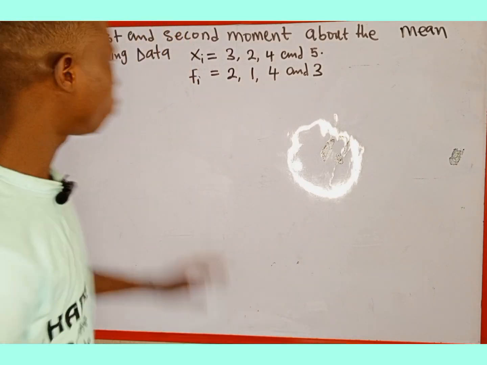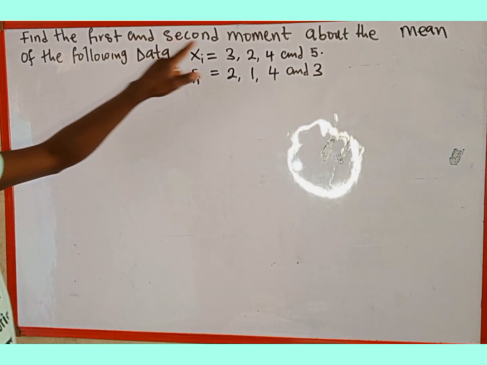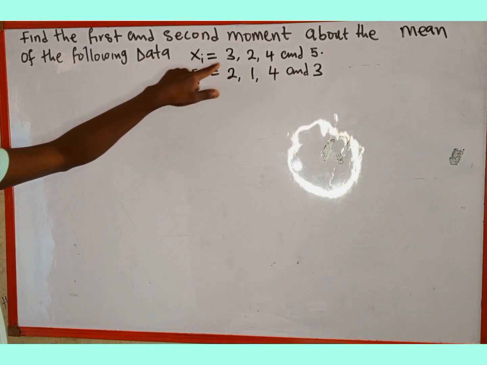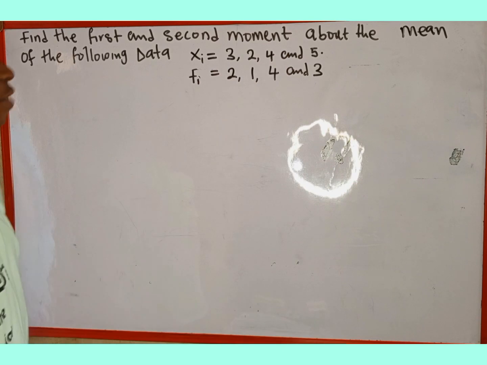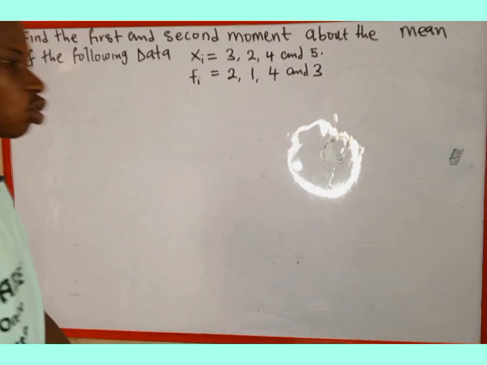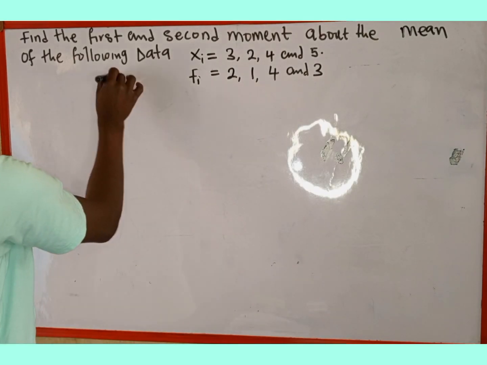So the question on the board reads, find the first and the second moment about the mean of the following data. Xi is given as 3, 2, 4, and 5, and the frequency is 2, 1, 4, and 3. So this is an ungrouped data. So let's get started. Solution.